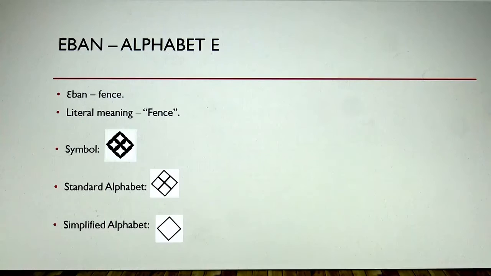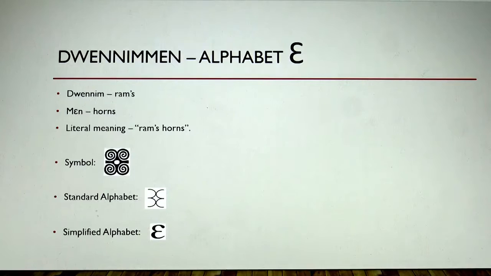Abun is assigned to alphabet E. Again, the E should be the Latin E. So abun means fence, literal meaning fence. This is the Adinkra symbol. Duafe Mmen is assigned to alphabet A. Duafe, rams, mmen, horns. Literal meaning rams' horns. This is the Adinkra symbol. The simplified alphabet is same as Latin for A.